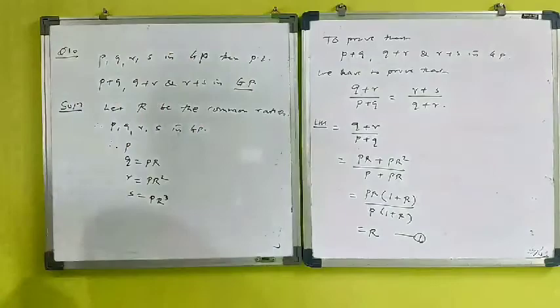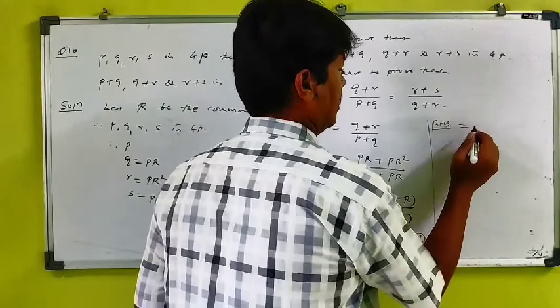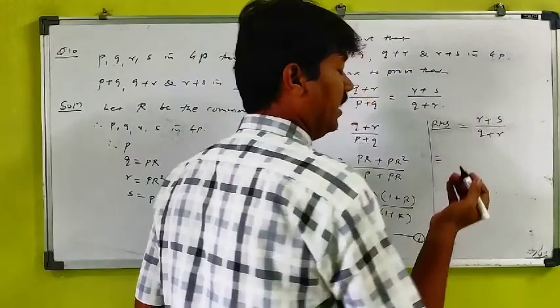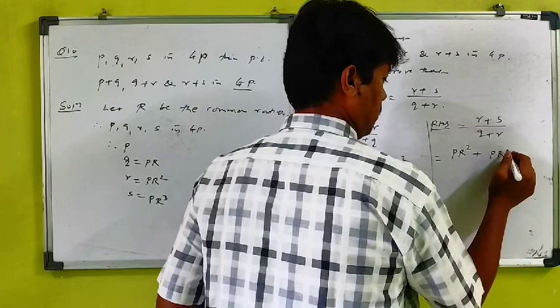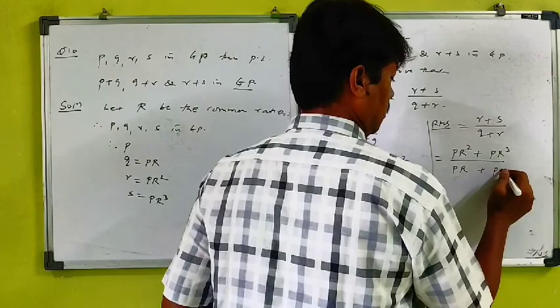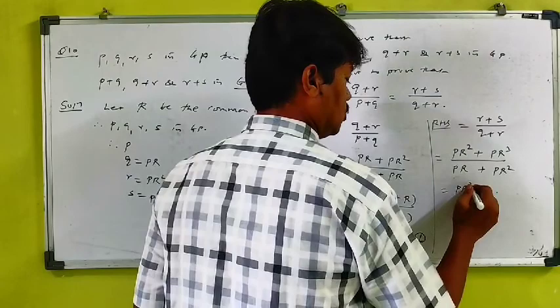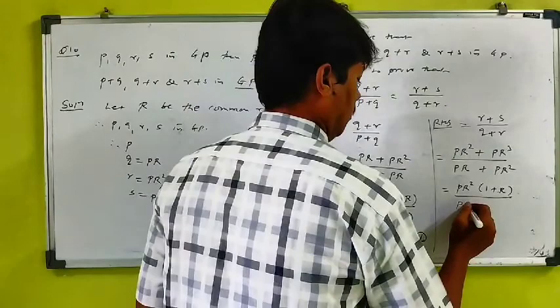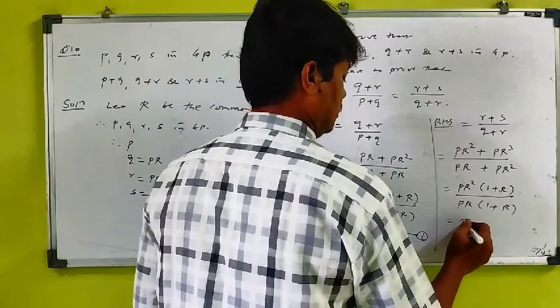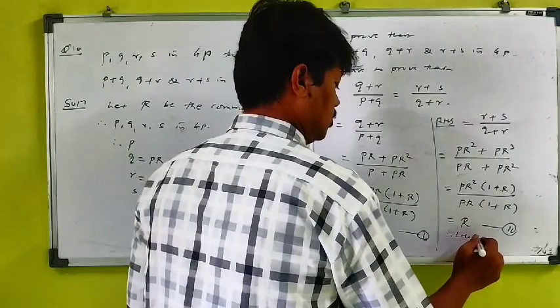Similarly, for the right hand side we have R plus S upon Q plus R. R is PR squared and S is PR cubed, Q is PR and R is PR squared. What is common in the numerator? PR squared is common, leaving 1 plus R. In the denominator PR is common, leaving 1 plus R. The 1 plus R cancels, and the P's cancel, leaving R. So it is clear that the left side is equal to the right hand side, hence proved.